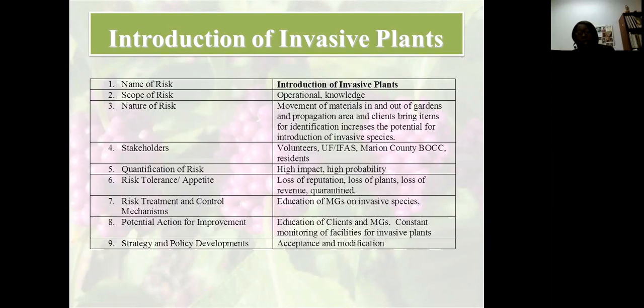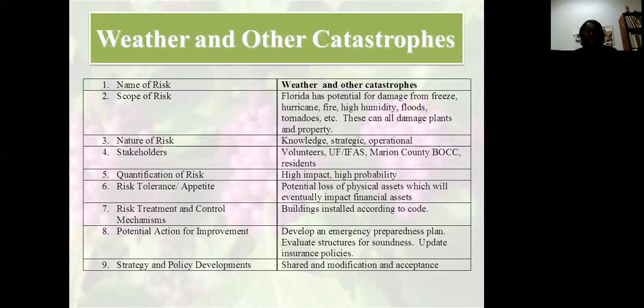If we have a problem with invasive species, then the Florida Department of Plant Industry could possibly quarantine our nursery. So educating the master gardeners on invasive plants is important, and constant monitoring of our facilities. We're always monitoring to make sure that we don't have any invasive species, and that the plants the master gardeners might be growing at home and donating to us are not on the invasive species list. So acceptance and modification there.